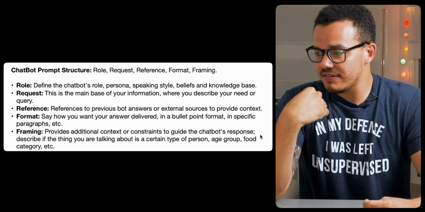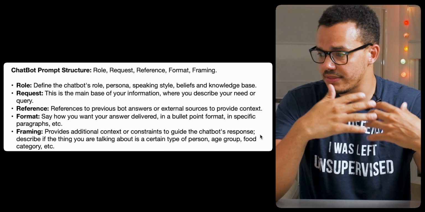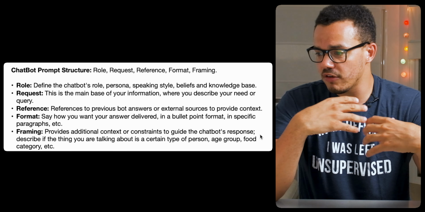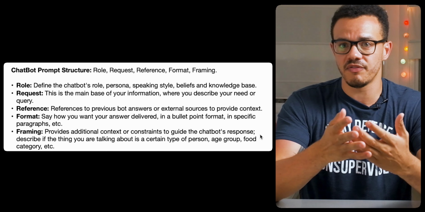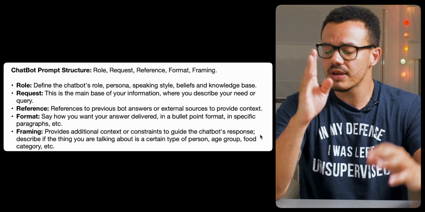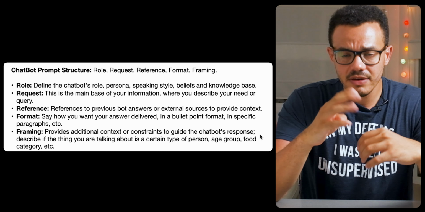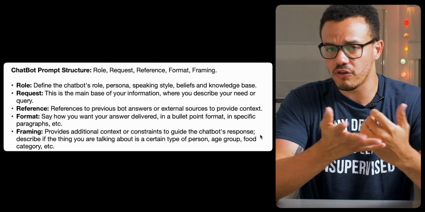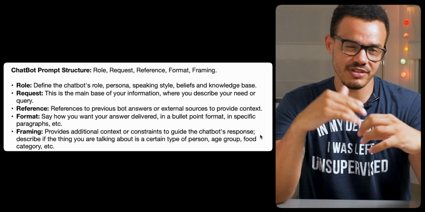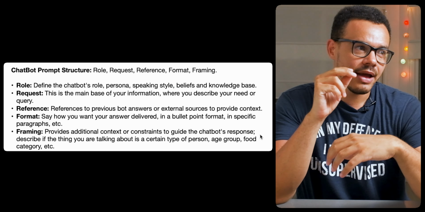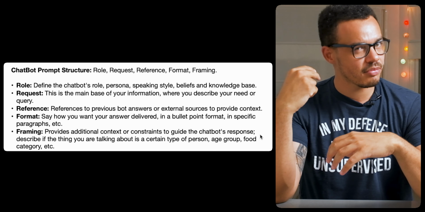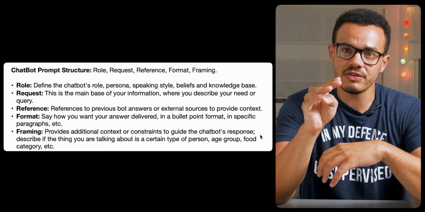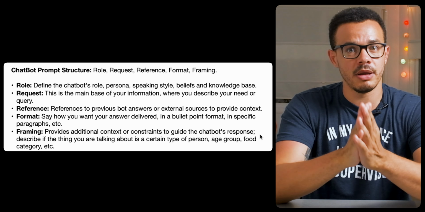And the framing: this gives additional context or constraints to guide the chatbot's response. So describe if you are thinking of a certain type of person or an age group. This isn't always necessarily needed, but it could be, for example, if you are creating a food plan for a 5-year-old boy or a 5-year-old girl. Just giving that extra little detail doesn't sound like it makes a big difference, but it really does. It changes the answer and gives you a better quality answer, in my experience and my opinion.